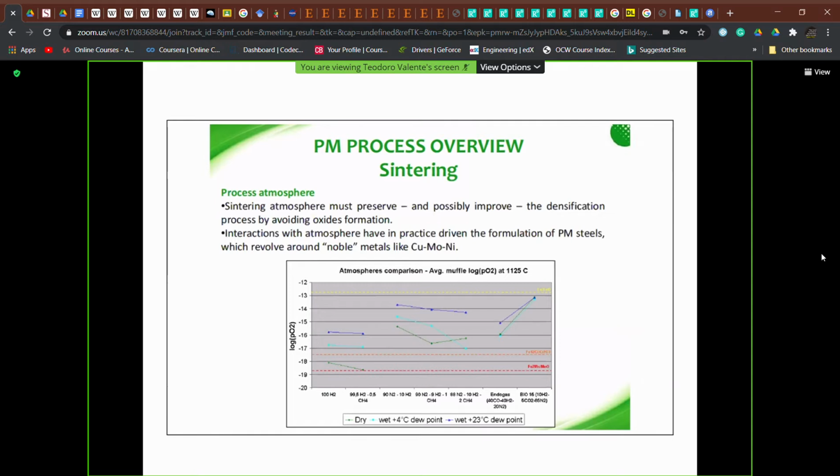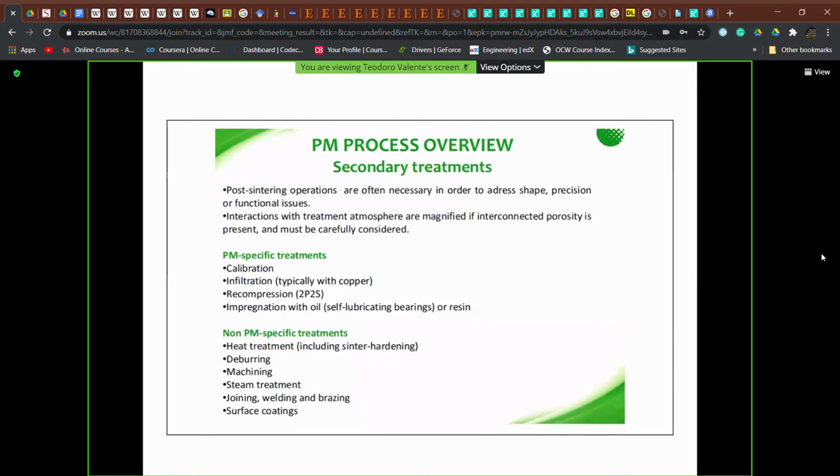So most of the time, especially for reactive species, with regards to the possibility of affinity with oxygen, we need to make our sintering step in a protective atmosphere for the materials or the alloy we are going to consolidate.